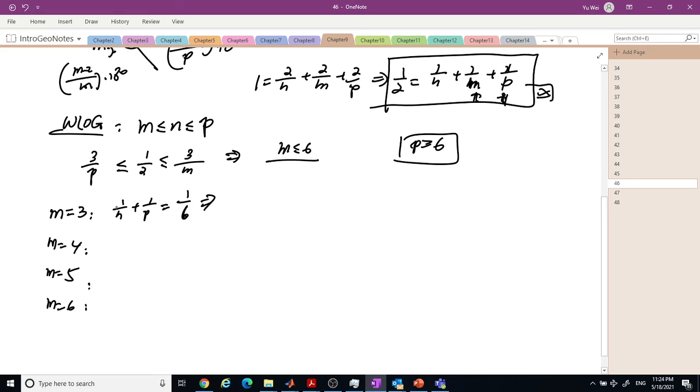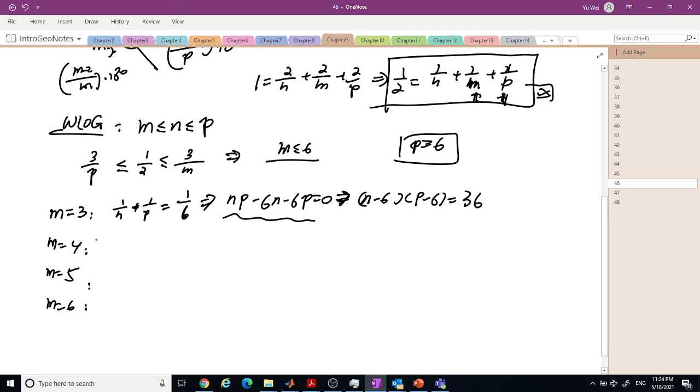Okay, so this is equivalent to... let me times the np. Okay, so it gives us np minus 6n minus 6p equals 0. If you further do this, a pretty regular trick to deal with this is to factorize it. So (n minus 6)(p minus 6) equals 36.